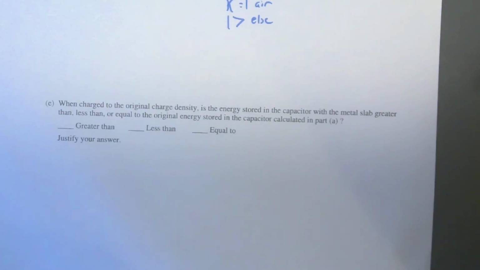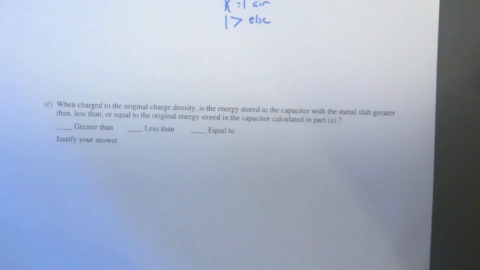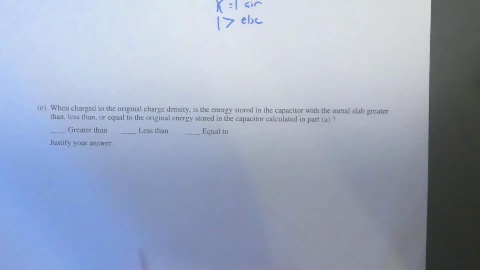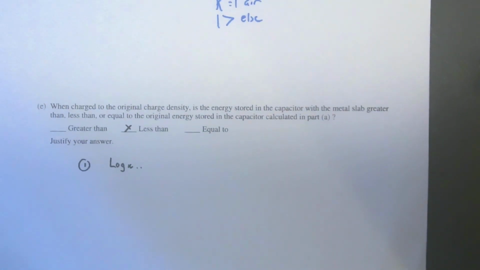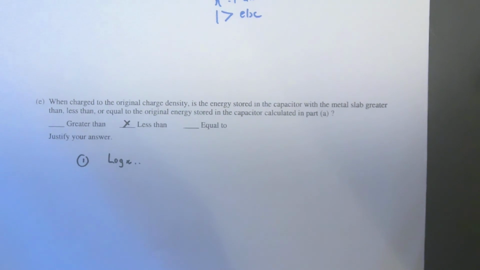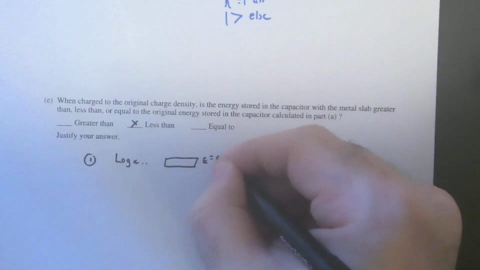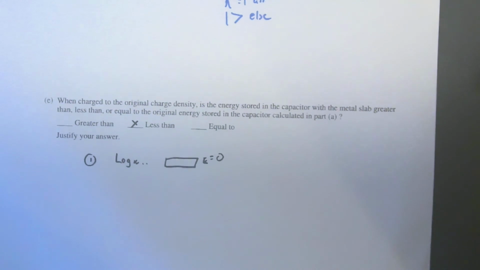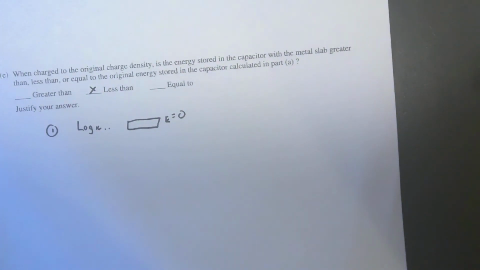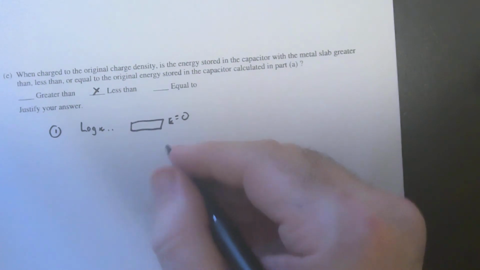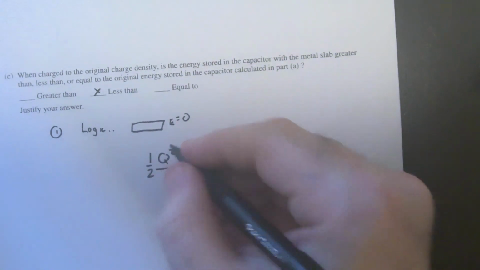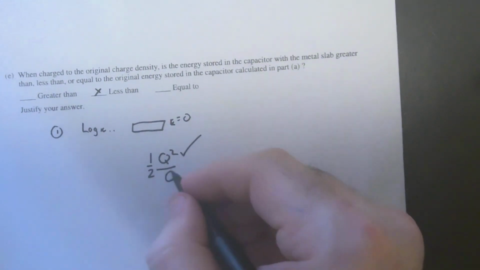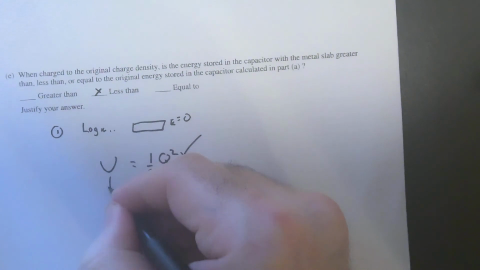Finally, when charged, with the original charge density, is the energy stored more or less or the same? It's less. First, logic. I told you before, capacitors store energy through the electric field, but now we have a region where the electric field is 0. So the electric field is not everywhere, so it's got to be less. And you have a mathematical reason. This is on your formula sheet. This stays fixed when you put the dielectric inside, but this goes up. And if that goes up, the energy's got to go down.